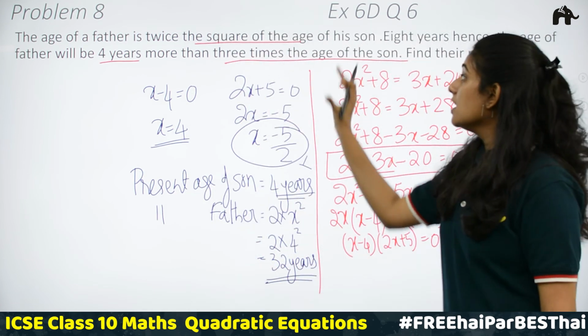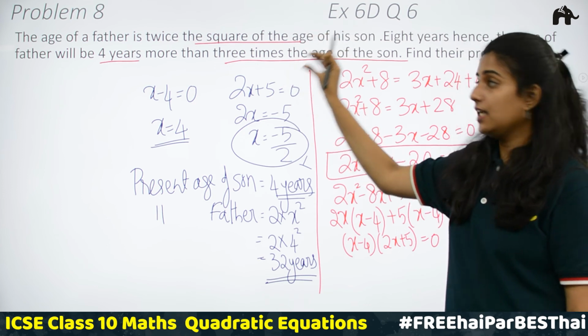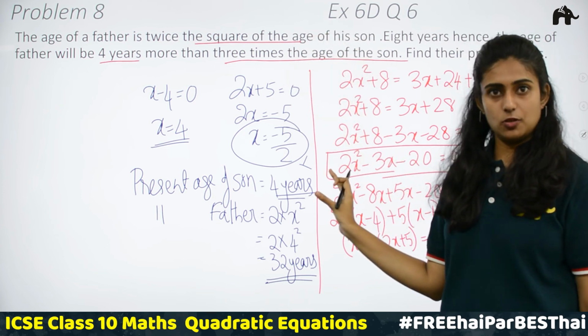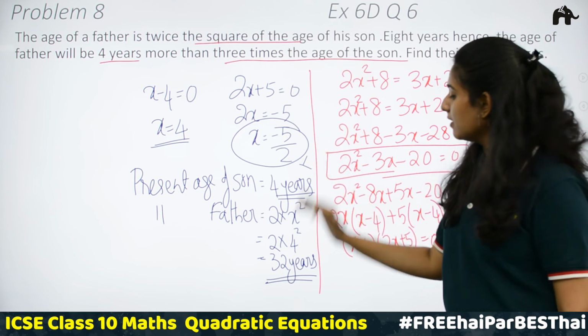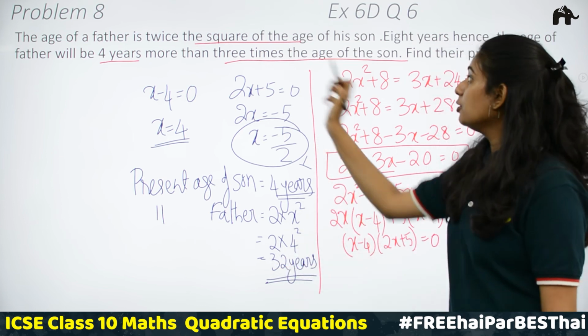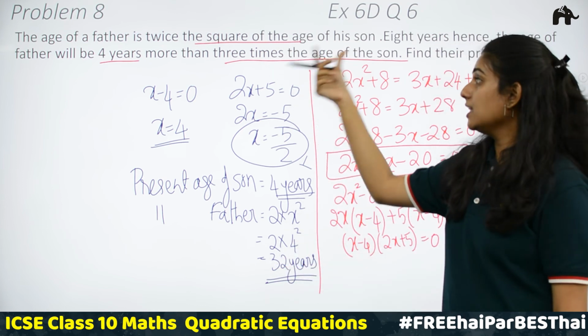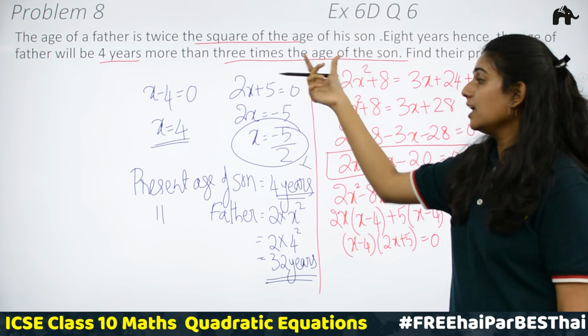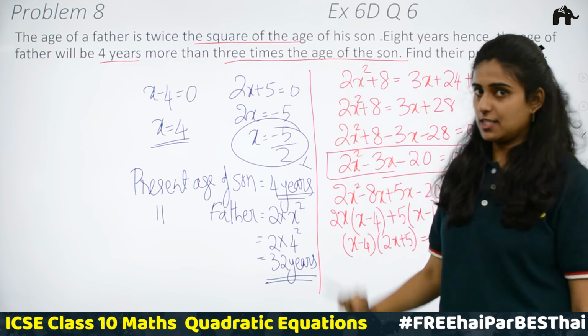Clear? We have to read the statement properly and reach the equation. After equating, we'll anyways get the answer, but you have to be careful with the statement. Read the statement properly, only then make the correct mathematical representation.